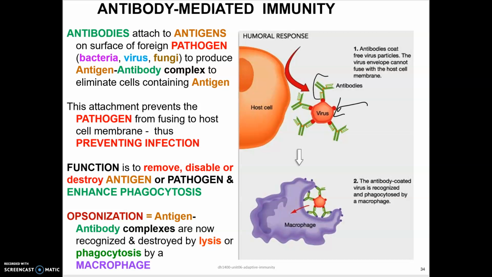In this case, in the example right here, it is going to be a virus. And then here's our antibodies, and they'll attach themselves to that pathogen. Now, in this case here, you can see there's so many antibodies around that the virus is not going to be able to even touch that host cell, so it won't cause infection. So the function of the antibodies is to prevent infection, to remove, disable, or destroy an antigen or pathogen, and help to enhance phagocytosis. So that's the general functions of these antibodies.